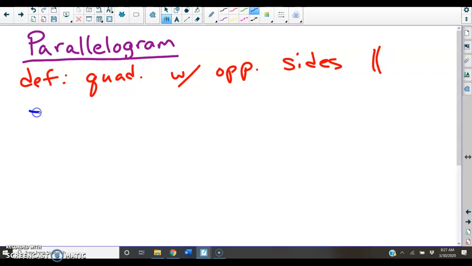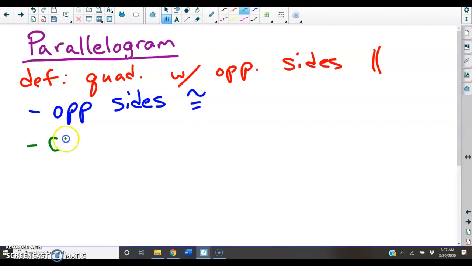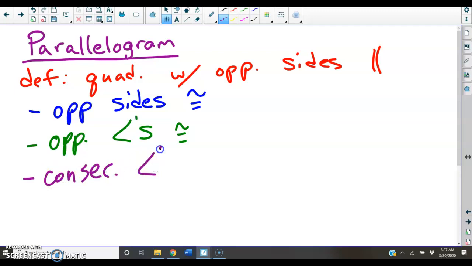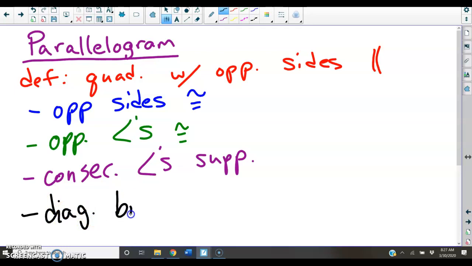Opposite sides are also congruent. Opposite angles are congruent. Consecutive angles are supplementary, and diagonals will bisect each other.